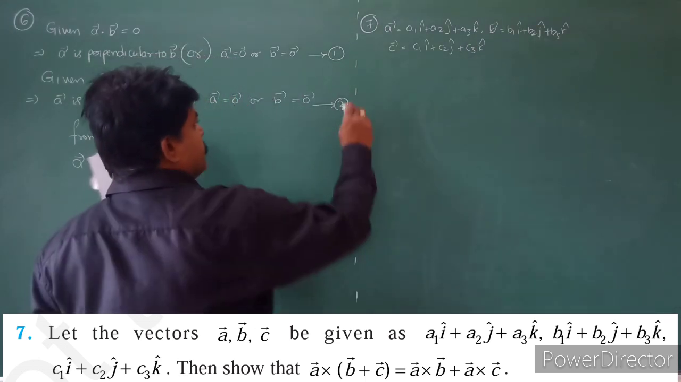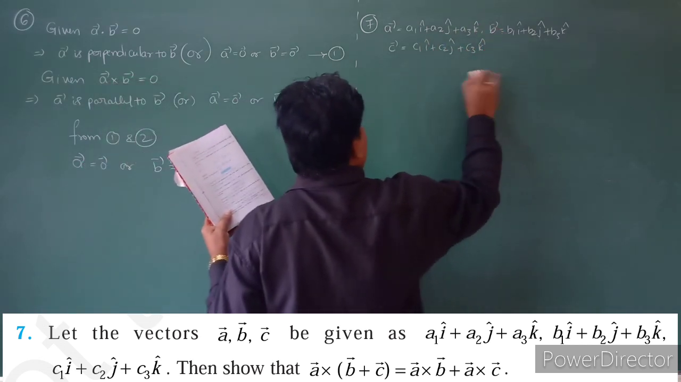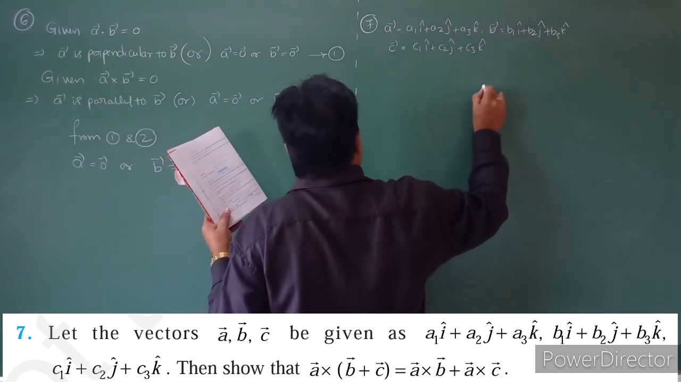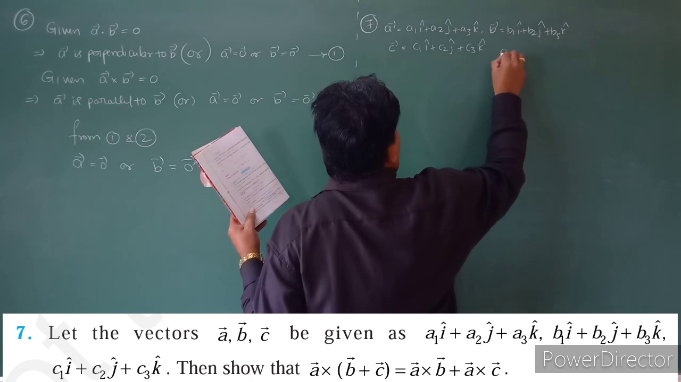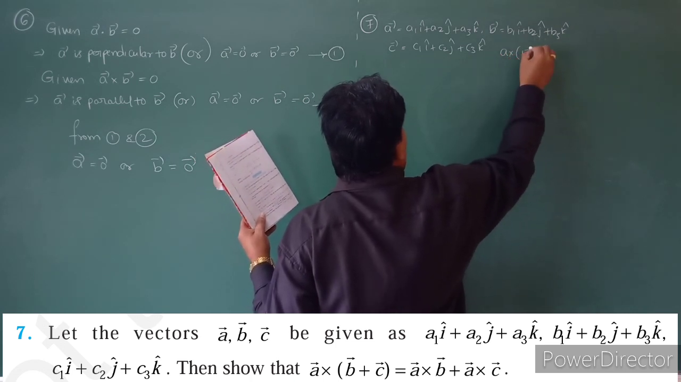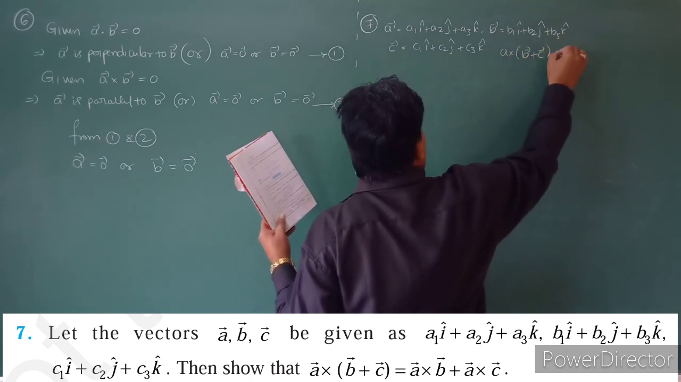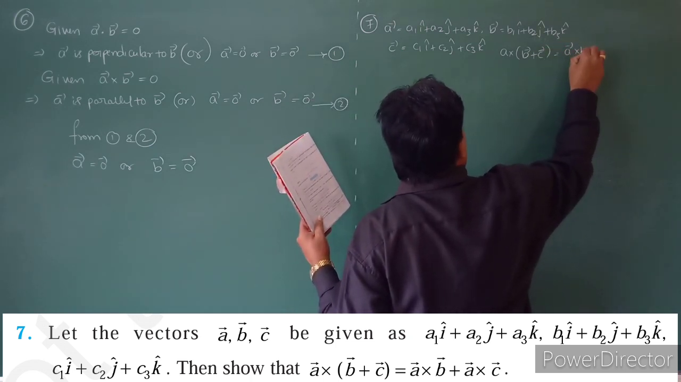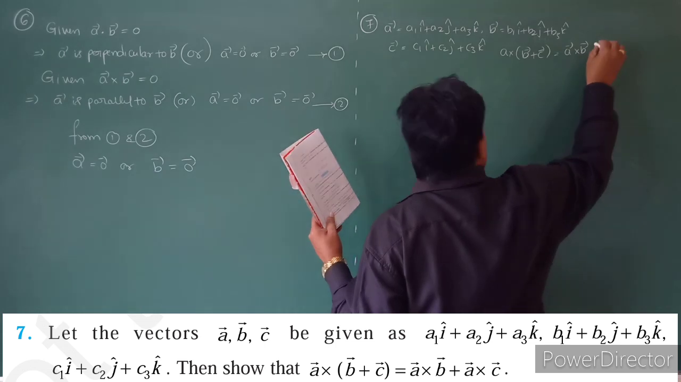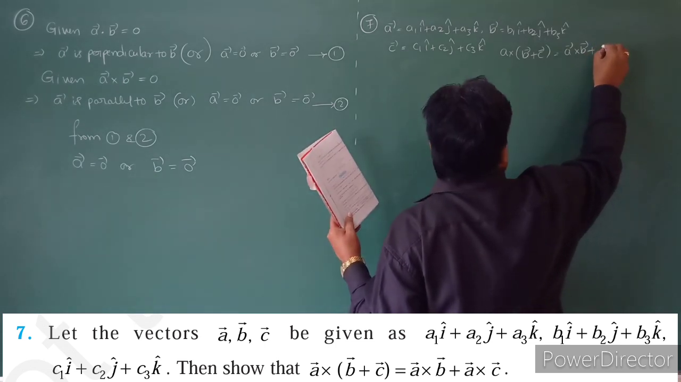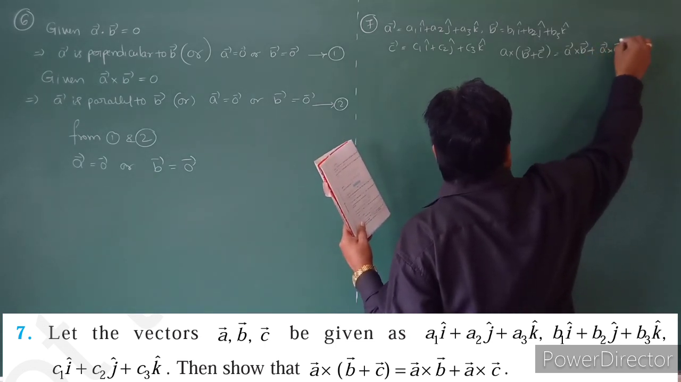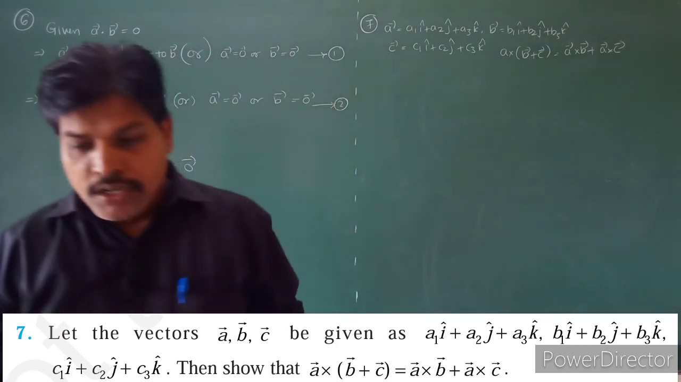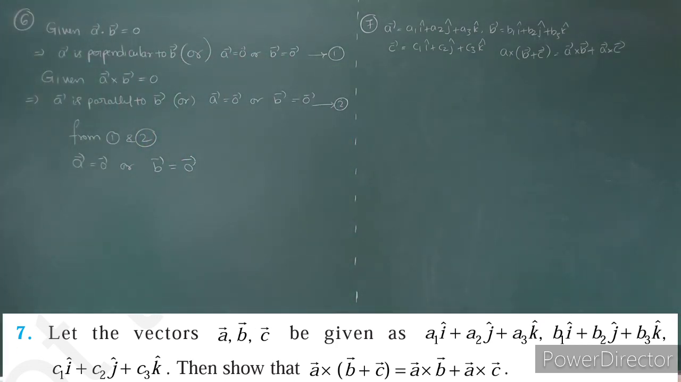So what is the question they are asking? You have to show that A bar cross of B bar plus C bar is equal to A cross B plus A cross C. So that is the distributive law. They are asking you to show the distributive law. So A bar is given, B bar is given, and C bar is also given.